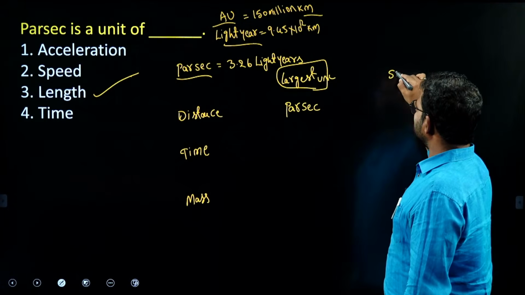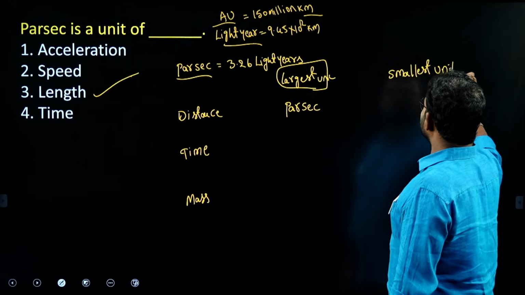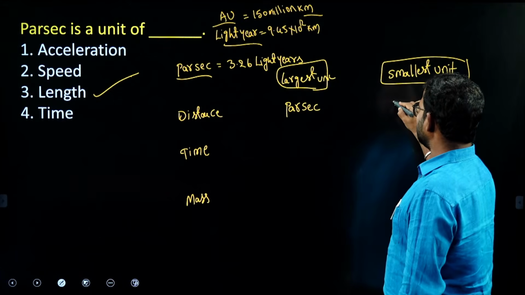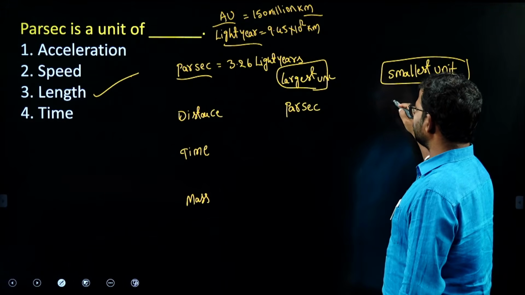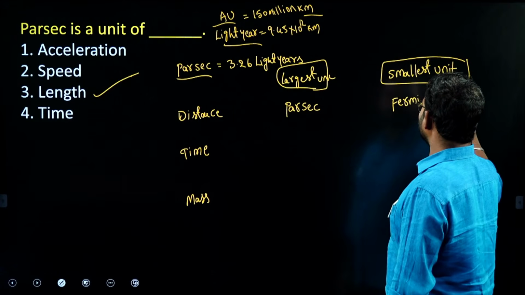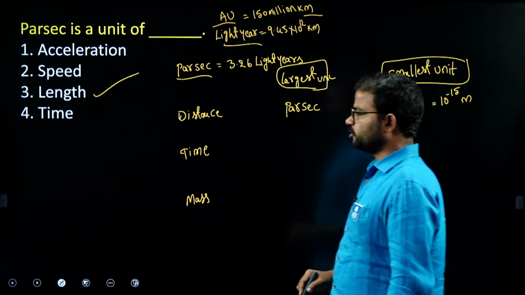What about the smallest unit? Which is considered the smallest unit here? Here the smallest unit is mostly the Fermi. 1 Fermi is equal to 10 power minus 15 meters.